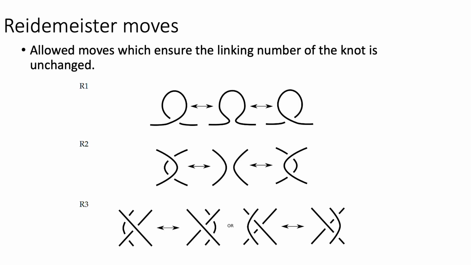There are allowed movements which don't change the linking number of the knot. These are called the Reidemeister moves. Under these moves, knots are equivalent. However, for a single strand, the first move will affect the linking number as it will add a rive.